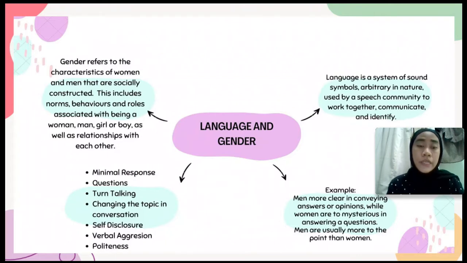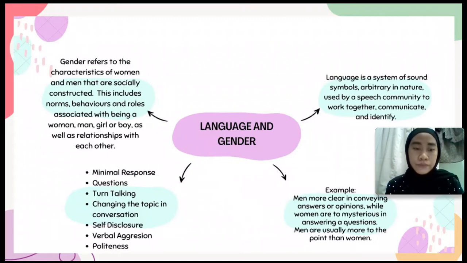And the next is changing the topic. Women's topics are about gossip, men, shopping, child rearing, and etc. While men's topics are from sport, women, politics, cars, and etc.